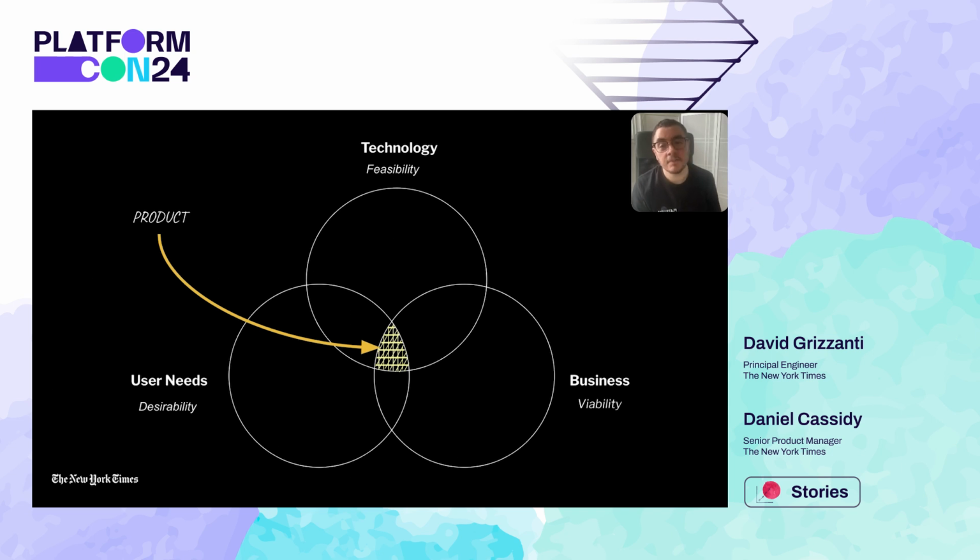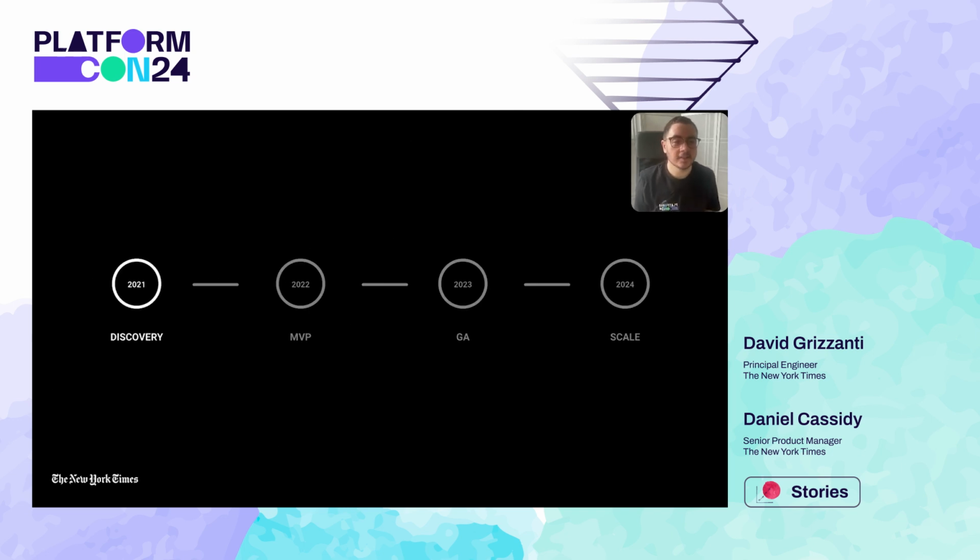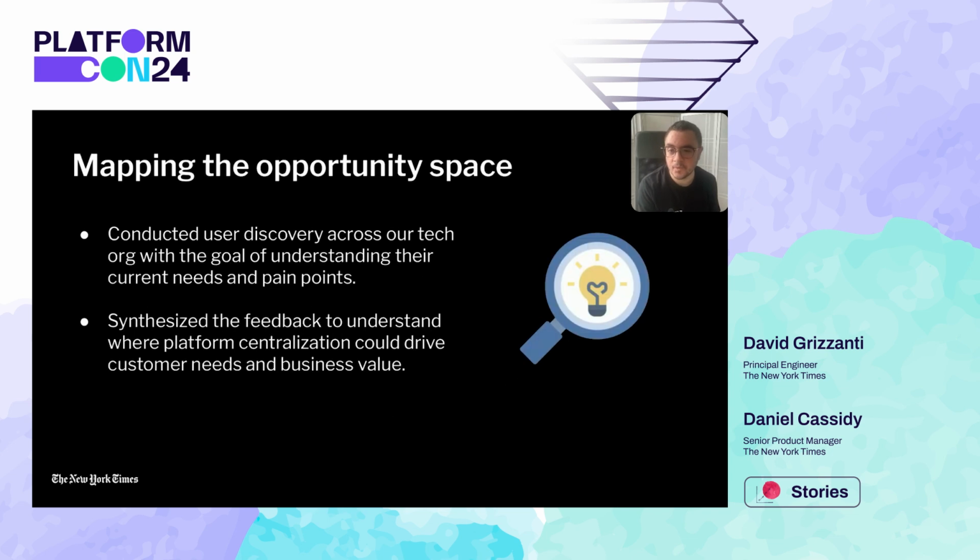And if you're not familiar with product management, this diagram shows how product lies at the intersection of technology, user needs, and business. And to make this all a little bit more concrete, I'm going to walk through our own journey of building and scaling our internal developer platform at the New York Times and how we incorporated some product management practices into our journey. Starting with discovery and mapping the opportunity space for us.